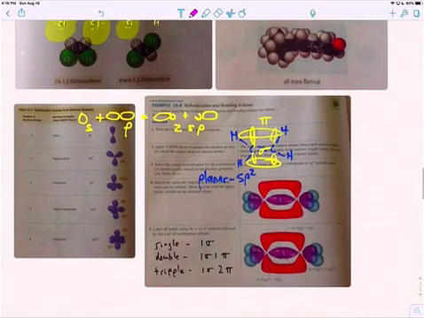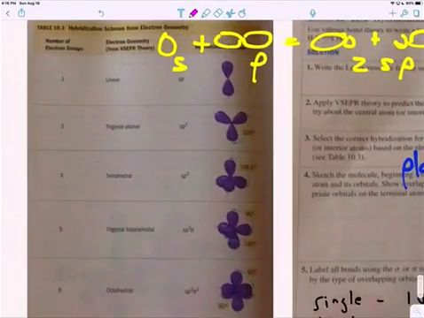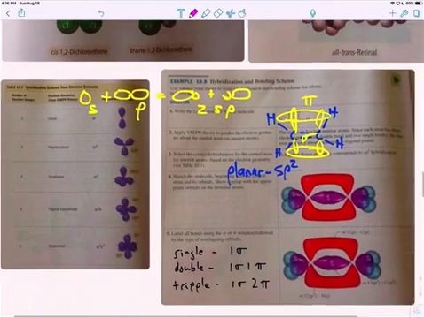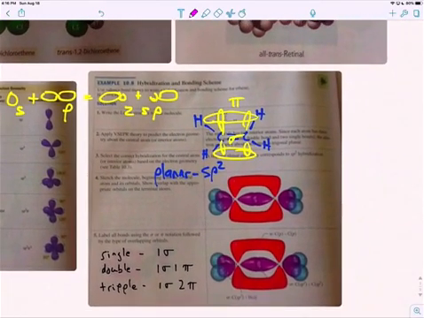Okay, so here's a summary of things. If it's a linear electron geometry, there's going to be sp hybridization. And not included, we have an s plus a p makes two sp hybridized orbitals. For trigonal planar geometry, it's sp2 hybridization. For tetrahedral electronic geometry, sp3. Bipyramidal, sp3d, and octahedral, sp3d2. So it forms those. And let's talk about the hybridization.